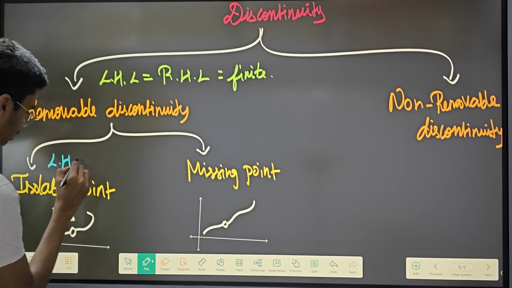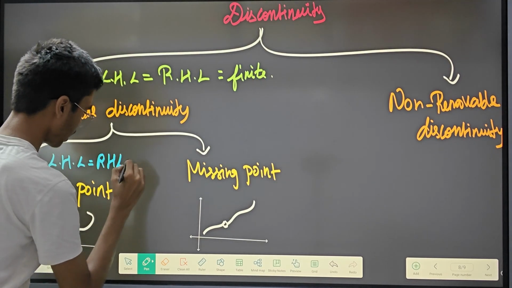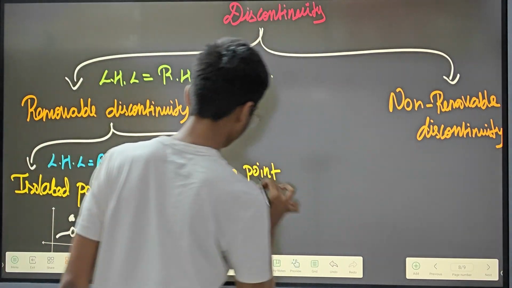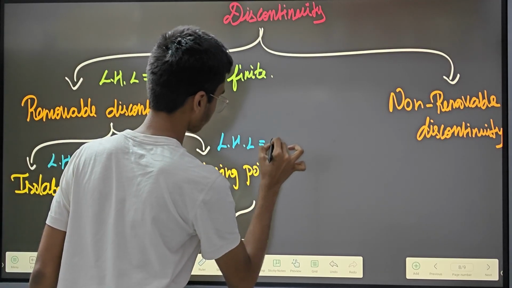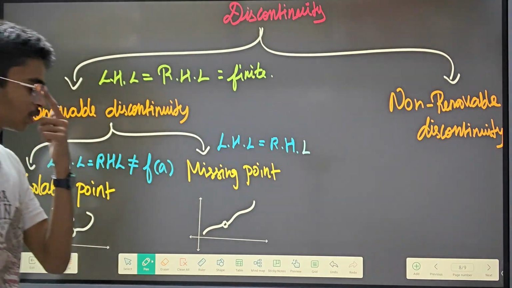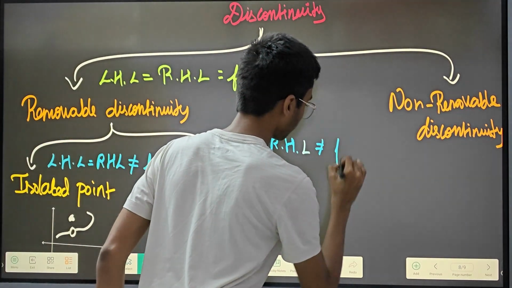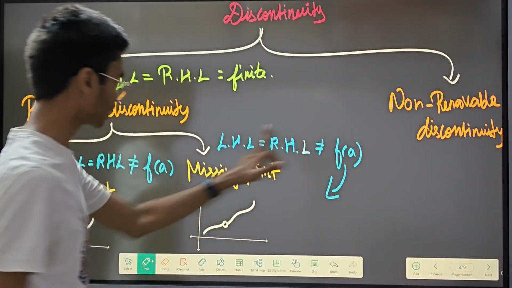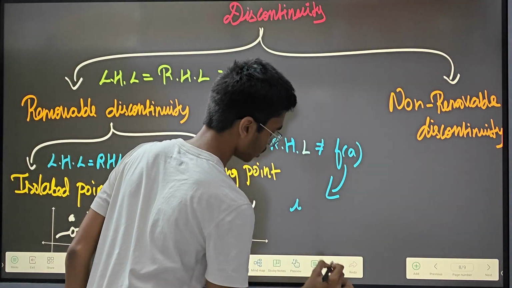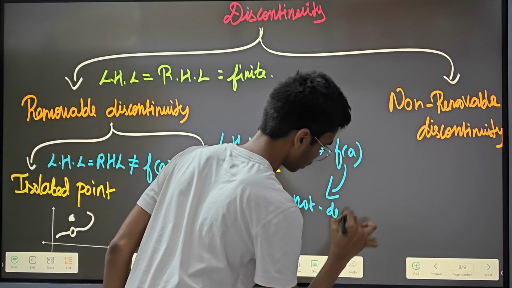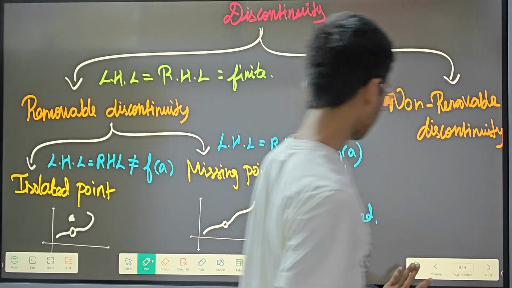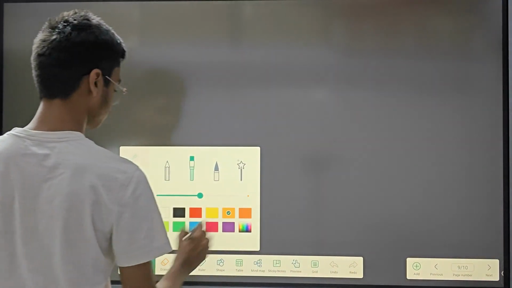LHL is equal to RHL, but is not equal to F of A. Yes, right. But here also LHL is equal to RHL. Actually, it is like a general case. LHL will always be equal to RHL in removable discontinuity, but is not equal to F of A, because the difference is here and here. Here F of A is finite, but here it is not finite. So it is not defined. Okay, so coming to the case of non-removable discontinuity.